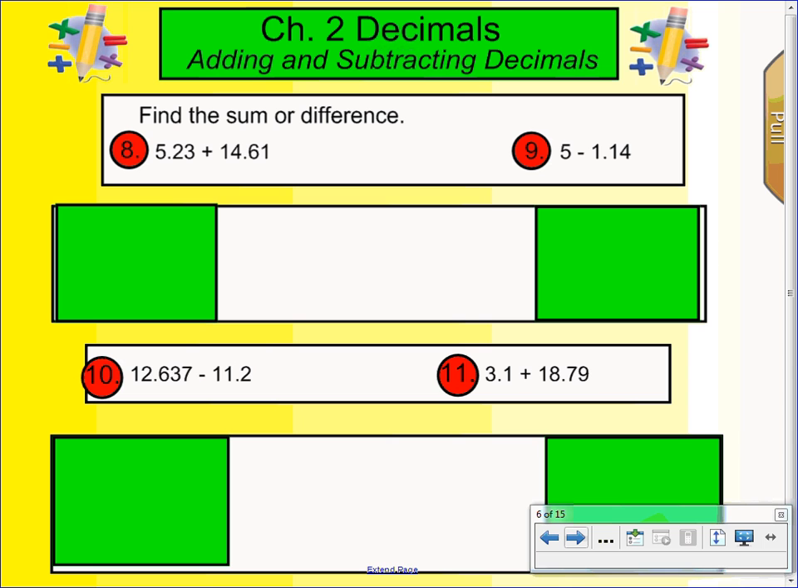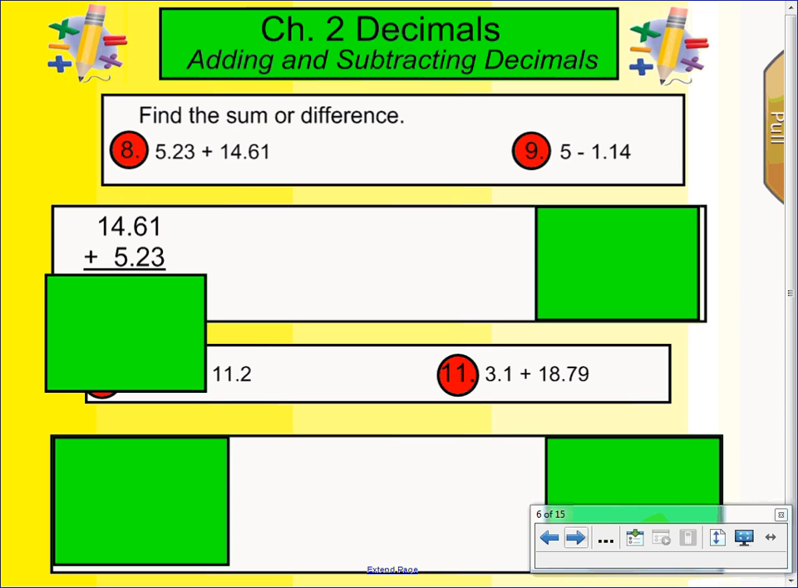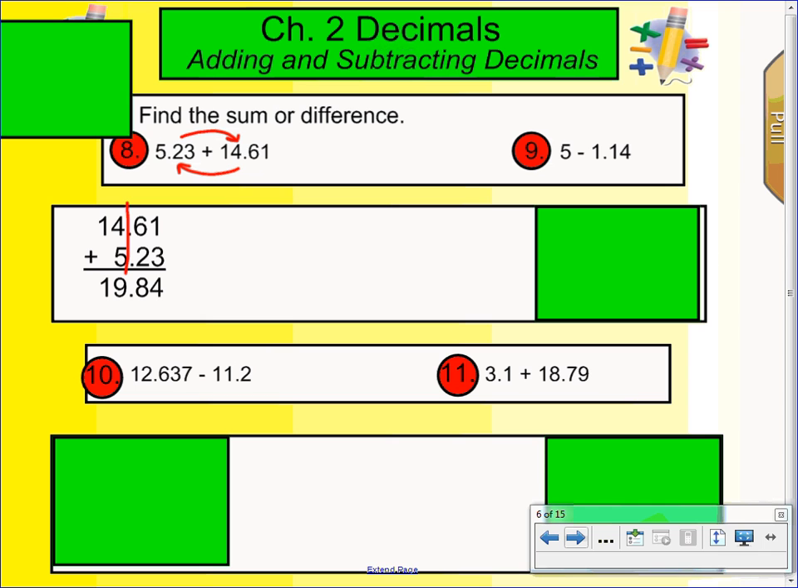Okay, welcome back. Let's take a look at our first one. We should have set it up like this. Now remember, in addition, it does not matter which number you put first. Addition and multiplication are commutative, so we can switch the order. When I did that, I lined up my decimal points. I did not have to add any zeros, and I ended up getting 19 and 84 hundredths.